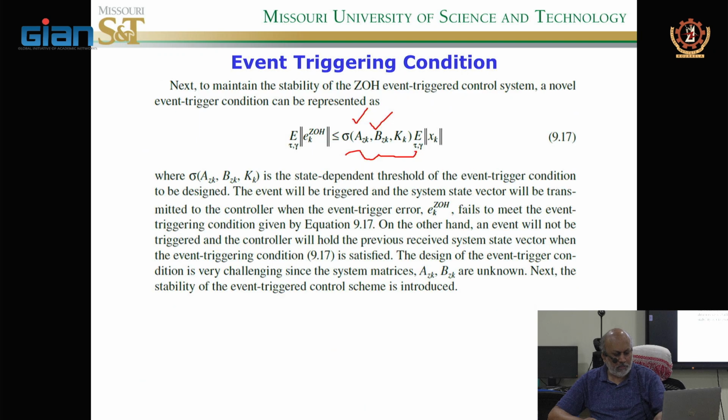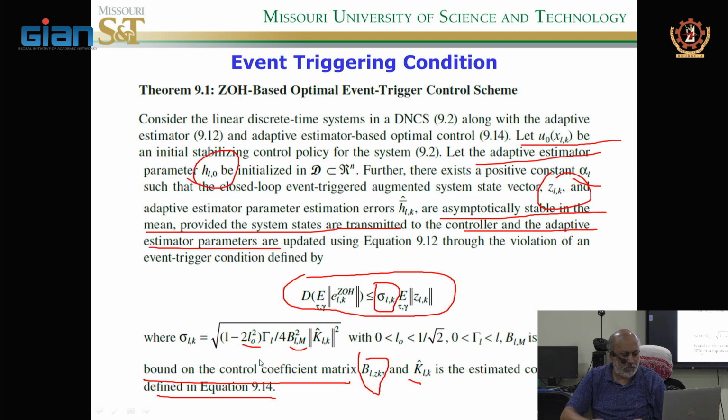look at that threshold. The threshold, sigma L, is a function of some constant, and B_M is the upper bound on the control coefficient matrix B, and K hat is the gain. So all these things play a role. And since K hat is varying, the threshold is changing. The drawback of this is you need to know the upper bound for the B matrix. Remember that? You need that upper bound here to compute the threshold. You see that?